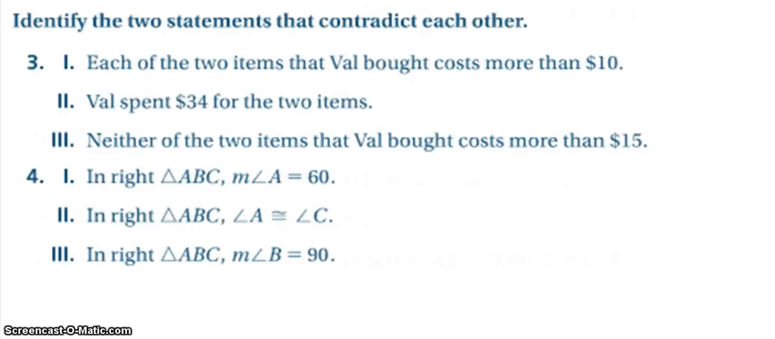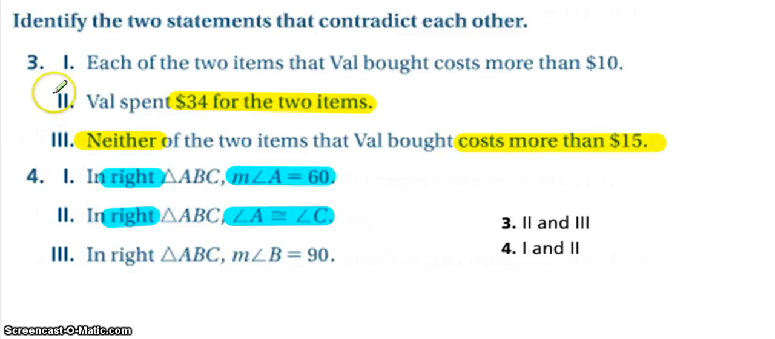So in 3 and 4, take a moment here to determine what 2 statements in each of these contradict each other. So number 3, we see that statements 2 and 3 are our contradictory ones. It says Val spent $34 for 2 items, and then neither of the 2 items Val bought cost more than $15. Well, if they're both less than $15, there's no way that they could cost $34 combined.